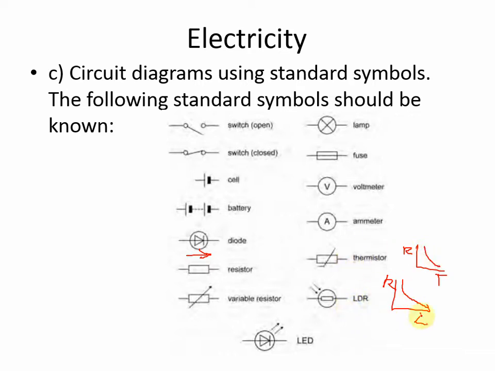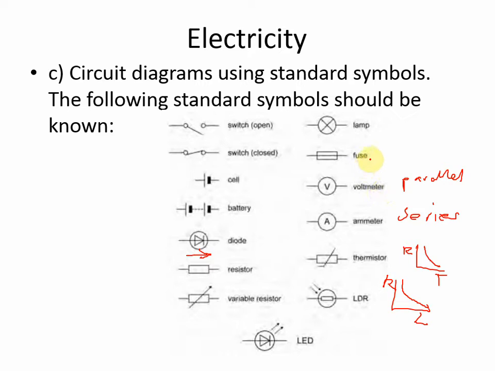So these two, the environment affects their resistance. Light for this one: more light, less resistance. And thermistors do with temperature or heat energy. So higher temperature, less resistance. Ammeters are in series, and they measure current. Voltmeters are in parallel, and they measure potential difference or voltage.